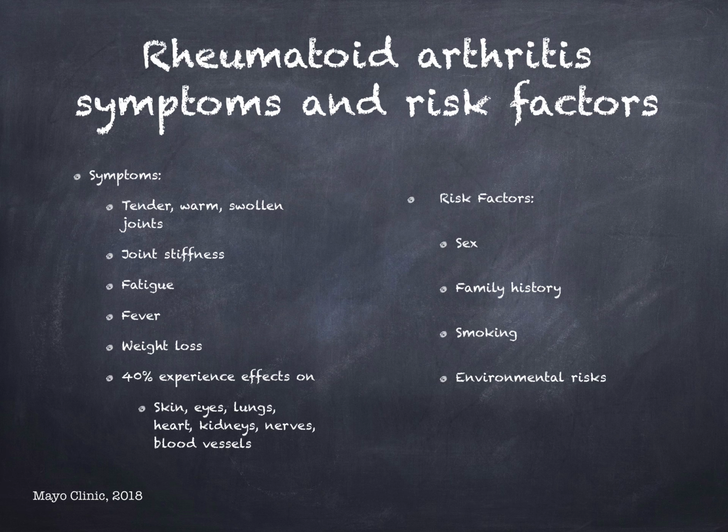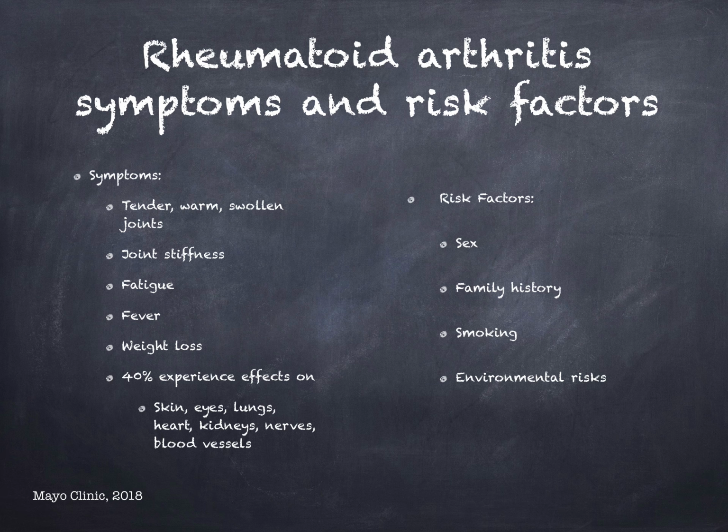Some of the symptoms are tender, warm, and swollen joints, similar to osteoarthritis. Furthermore, it can result in fatigue, fever, or weight loss. And then 40% of those with rheumatoid arthritis will experience effects outside of the joint, such as on their skin, eyes, lungs, etc.